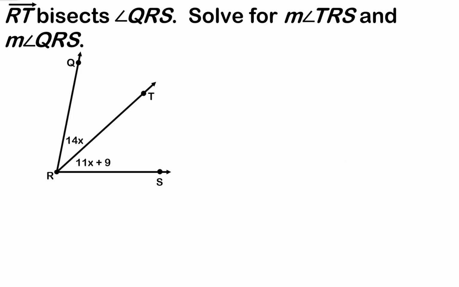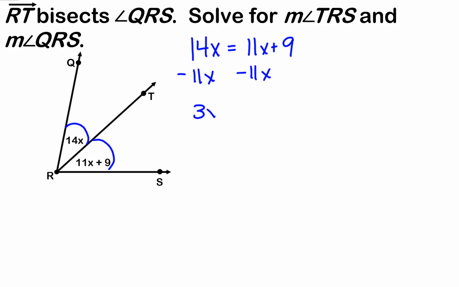I can also apply these concepts to angles. So when I look at this, they tell me ray RT bisects angle QRS. That means that QRT is congruent to TRS. So if I wanted to set up an equation, I would say that these two angle measures are equal. Then I would solve this equation. And I would get that x is equal to 3.